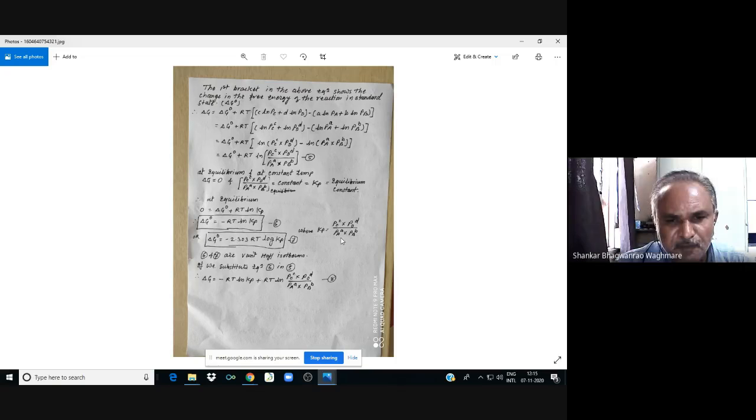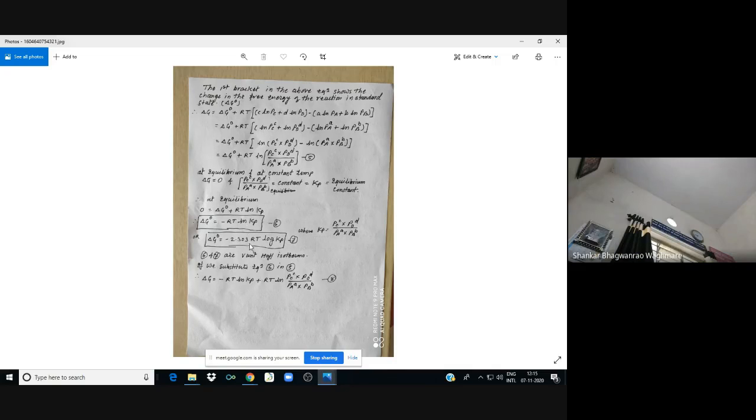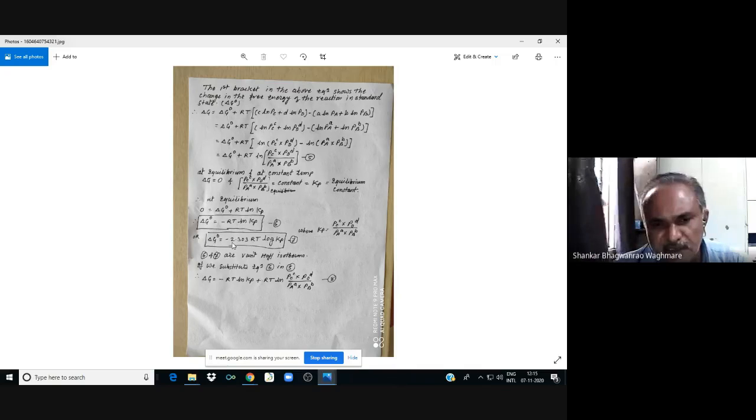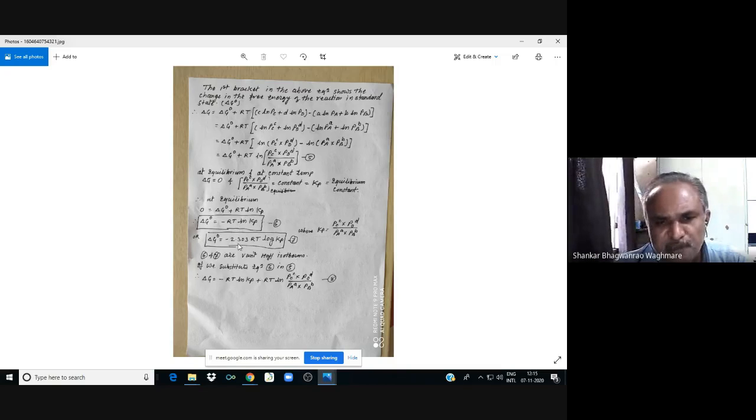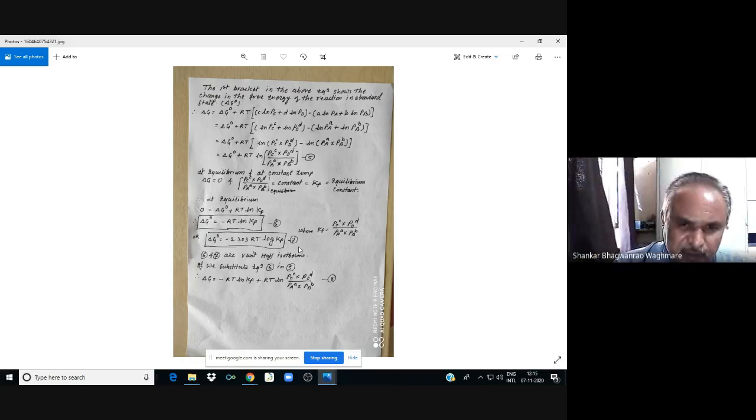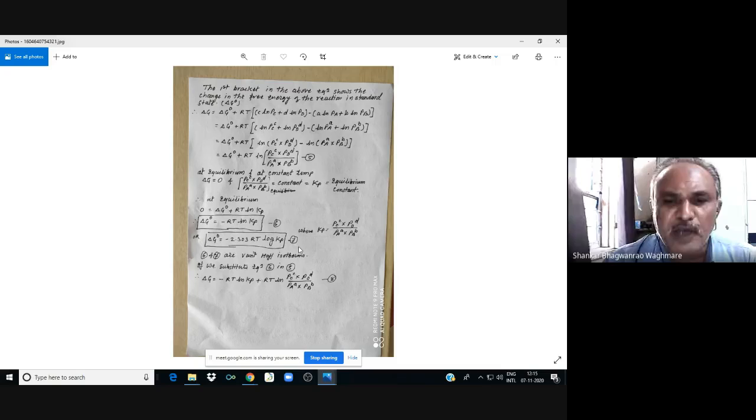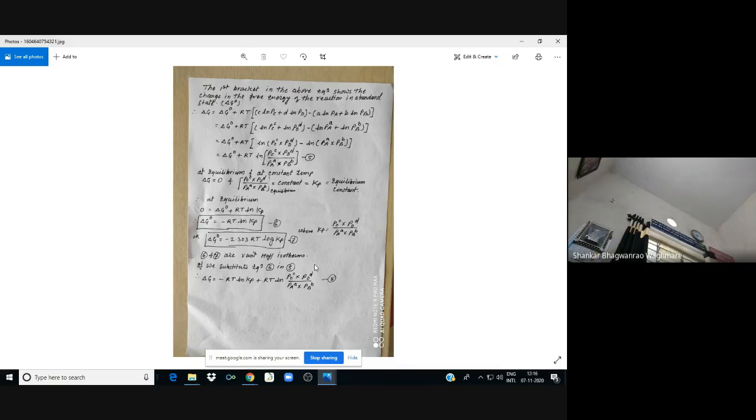And if we convert this ln into base 10 log, then the above equation 6 becomes delta G0 is equal to minus 2.303 RT log Kp. Suppose this is equation number 7. Then the above equations number 6 and 7, both are known as Van't Hoff isotherm or Van't Hoff reaction isotherm.